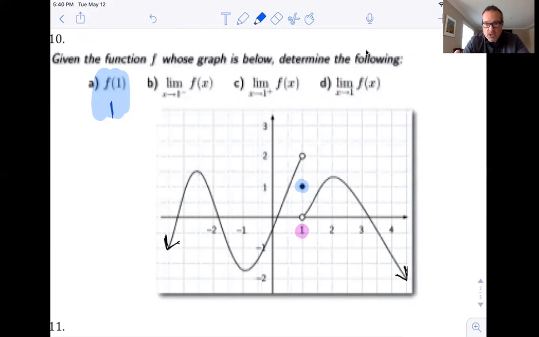Incidentally, this is a function because I passed the vertical line test. Even at 1, I would only hit the graph in 1 spot. That's at the point (1, 1).